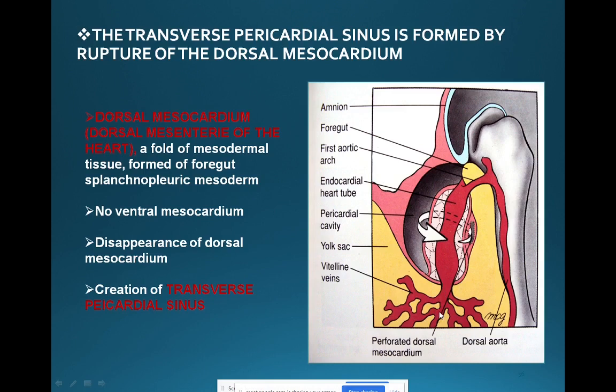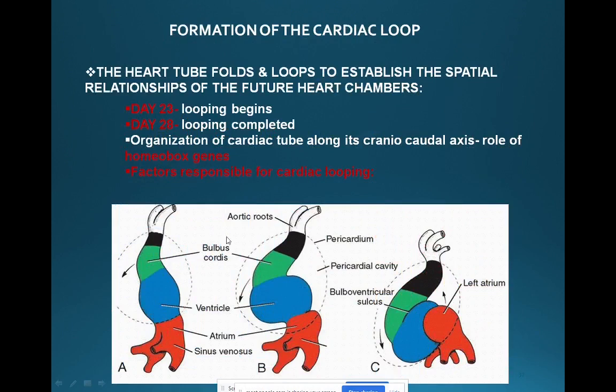Anyone? This will be the future, the gap between inflow and the outflow. Yesterday we discussed, this will form the future transverse sinus. Transverse sinus. Okay. Now this is how it is getting folded.